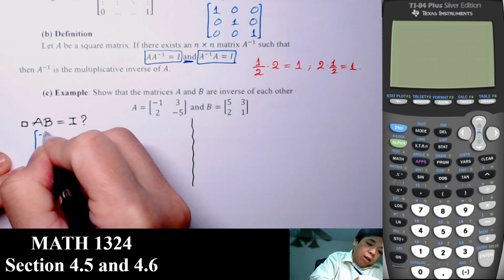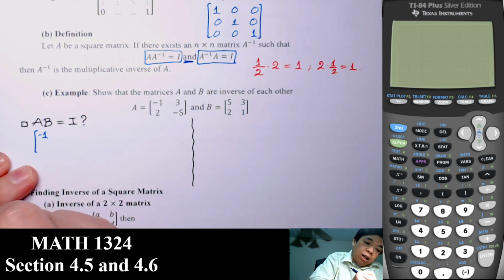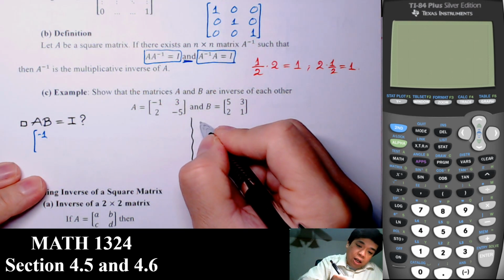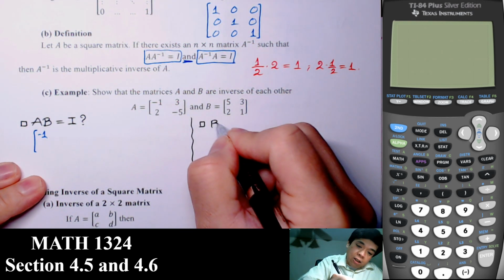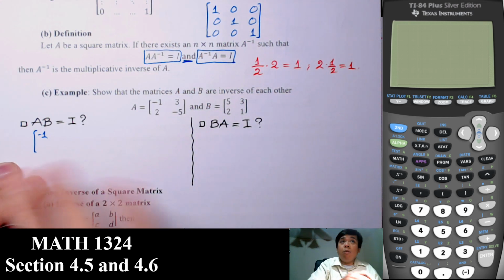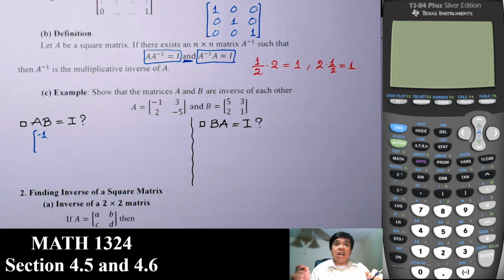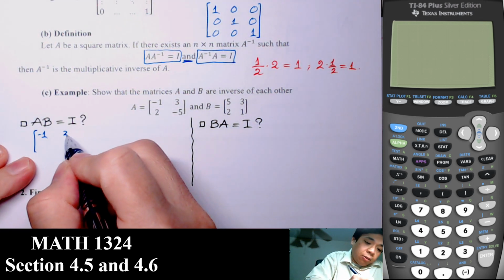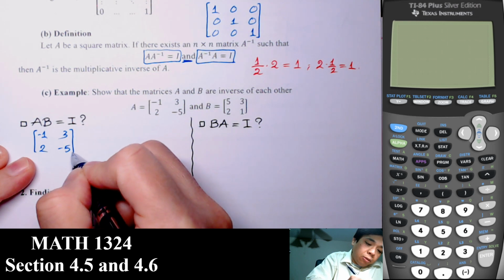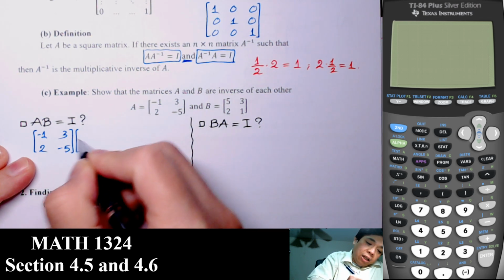First we're going to check to see if A times B is equal to identity, and then we check whether B times A is equal to identity. We need to check both of them. If both of these boxes are checked, then they are inverses of each other.